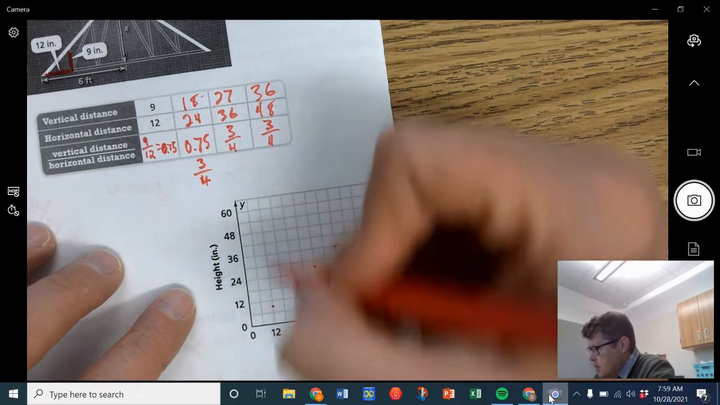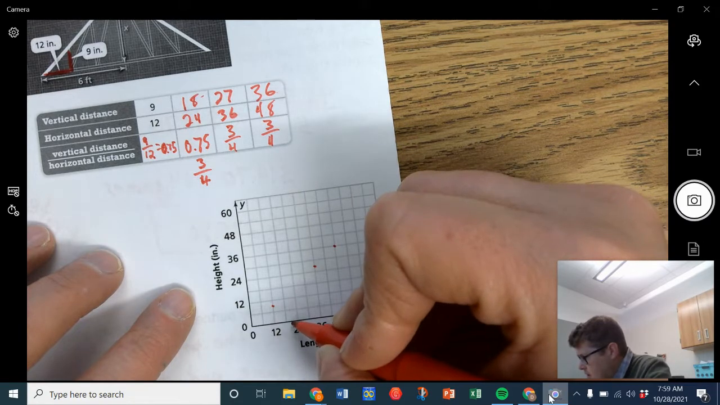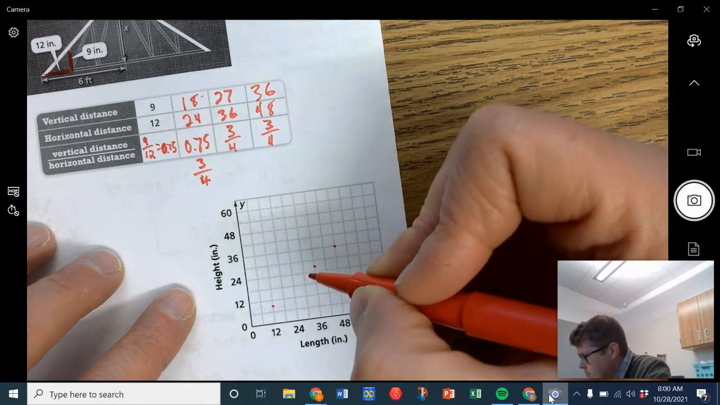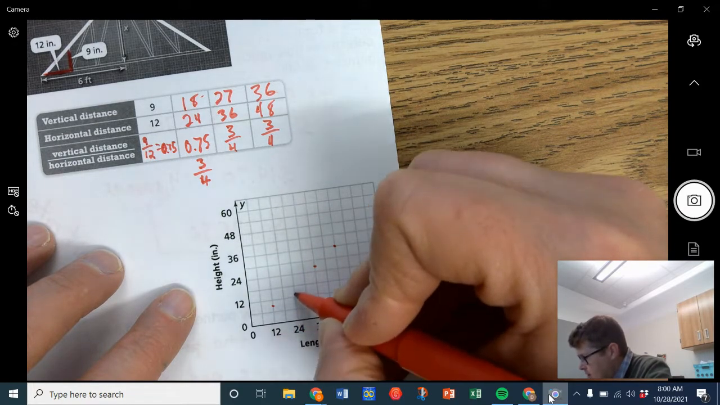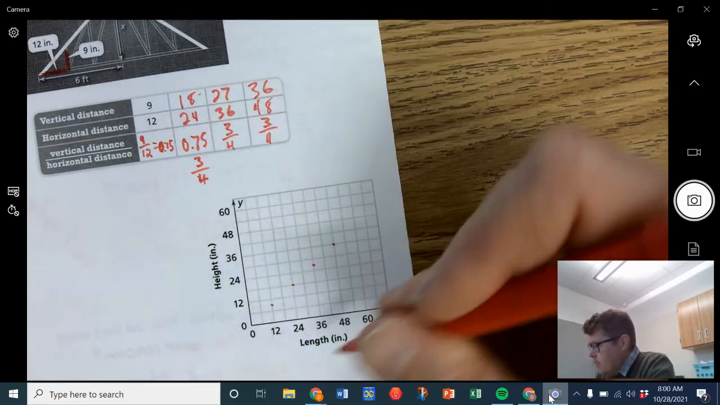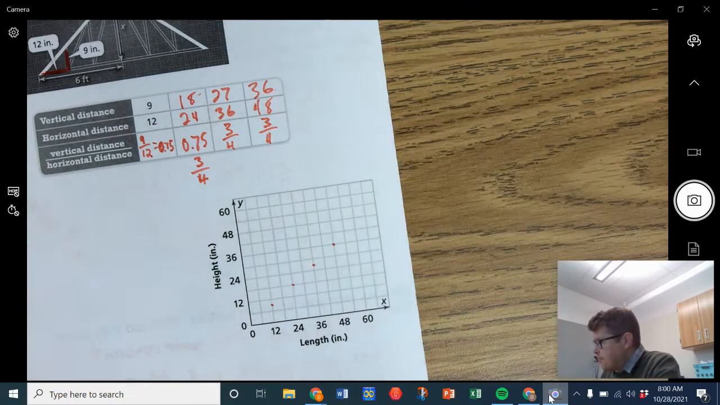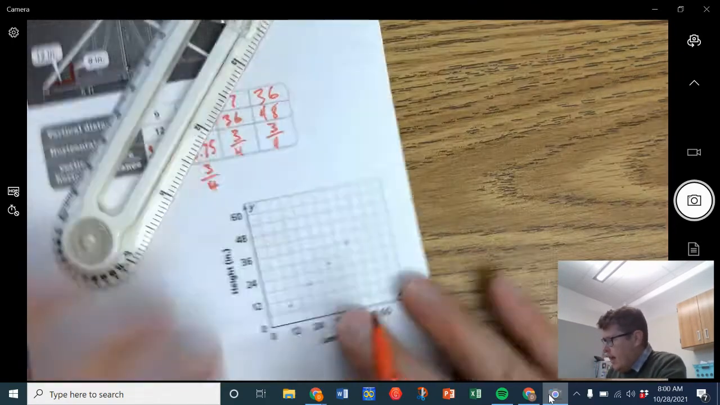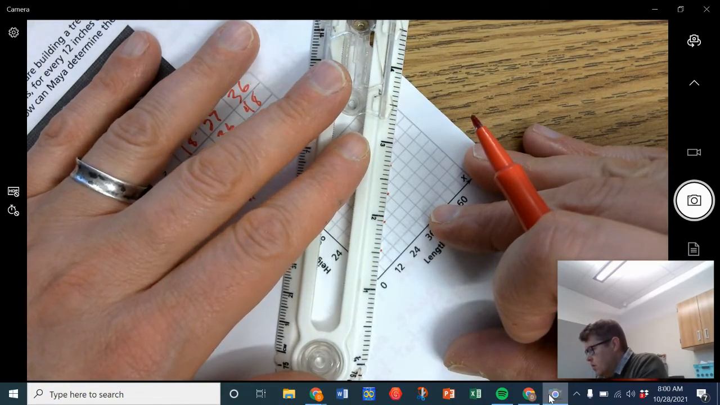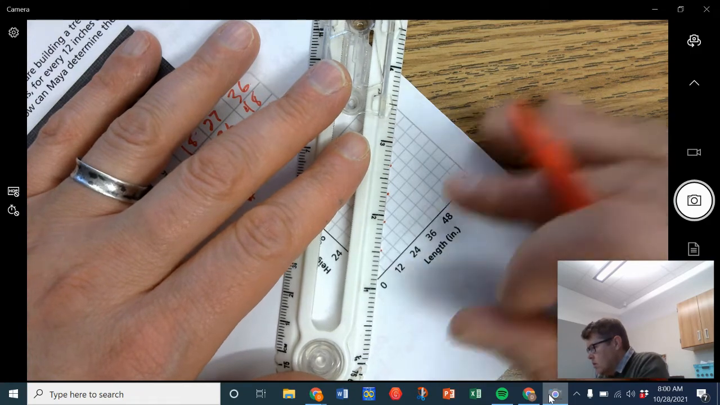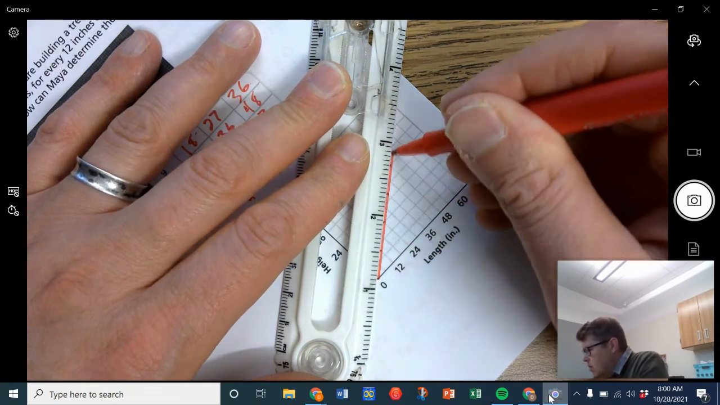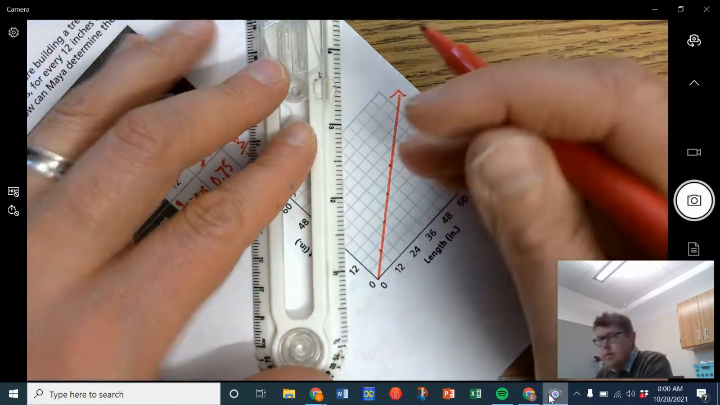Now, am I missing something? 9, 12, 18, 24. Oh, not 24, 18, my bad. Sorry, which would be right there in between. Yeah, this is 24 for the horizontal and 18 for the vertical. Okay, so now we've got our line right here. I am going to be very careful. Okay.